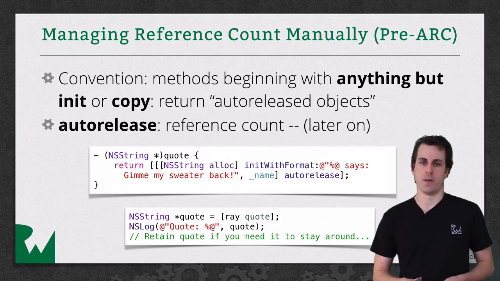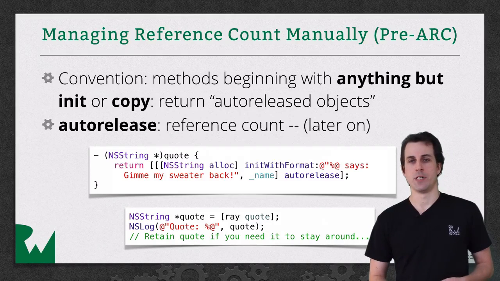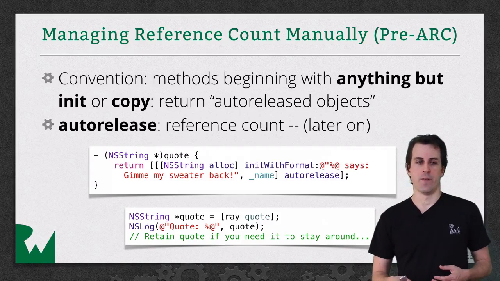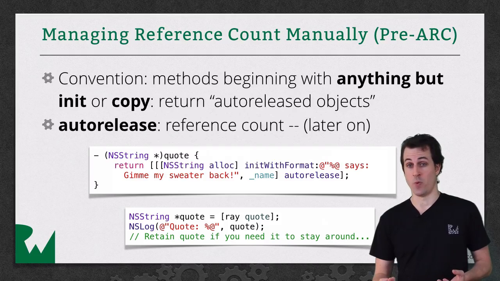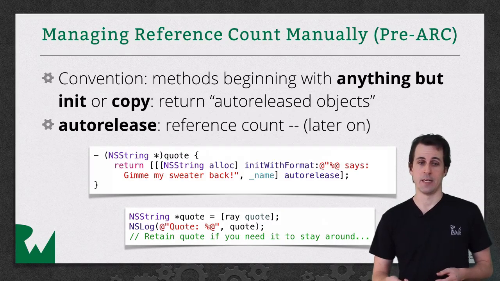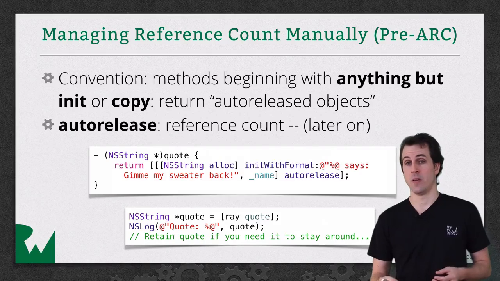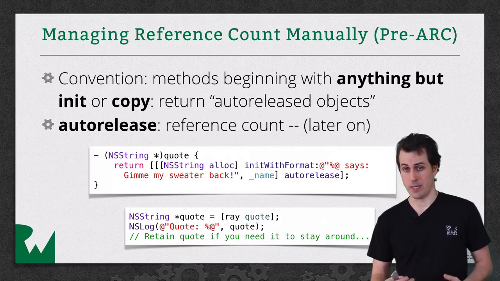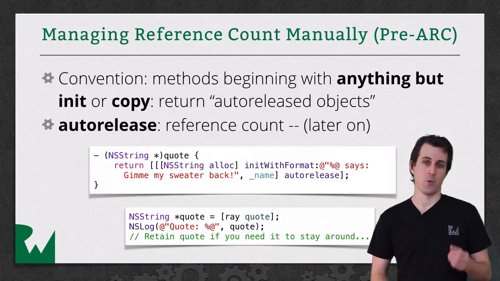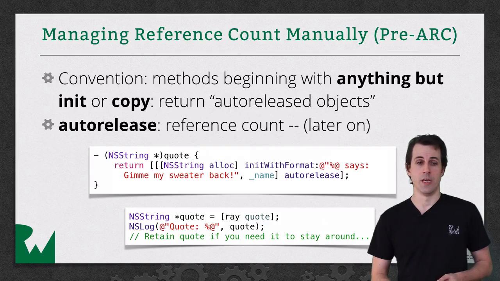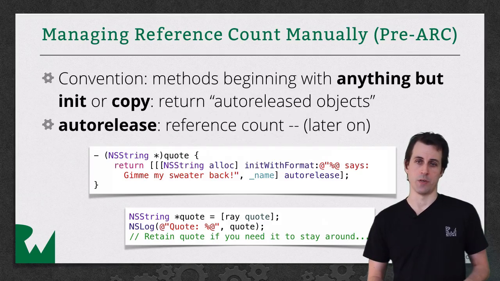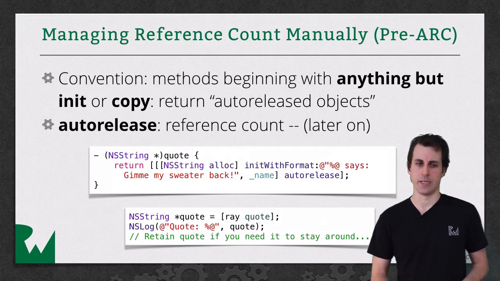Here's an example of a method that does not begin with init or copy. It's called quote. What it does is it returns a quote from a person saying, give me my sweater back. So it says alloc init to create a string and then return autorelease. The reference count's going to be 1 and it's going to be decremented later. In the next snippet it shows you calling that. It says Ray quote, and you can use that fine in your current scope as long as you don't drain the autorelease pool manually.